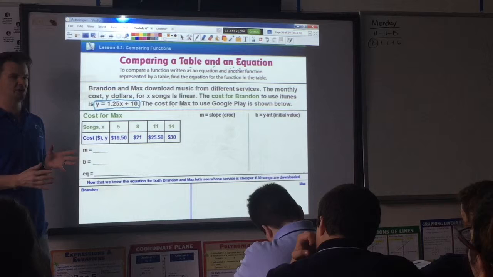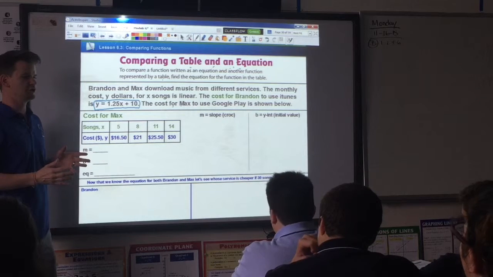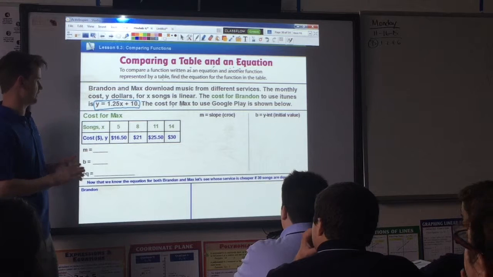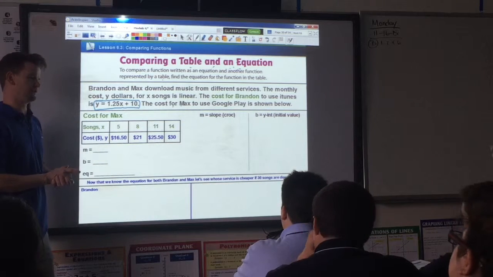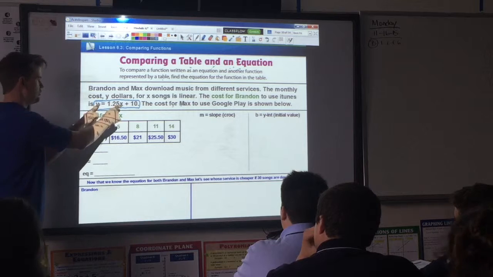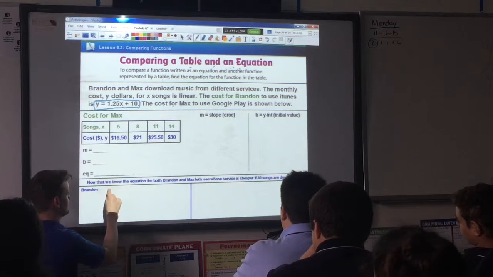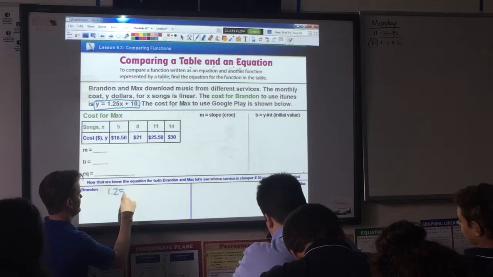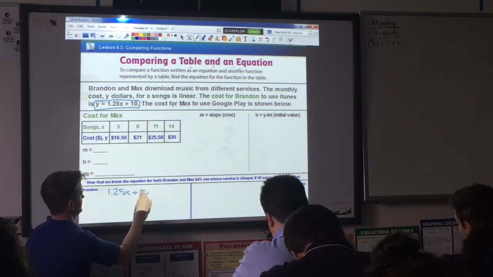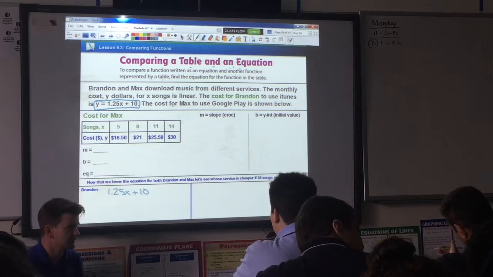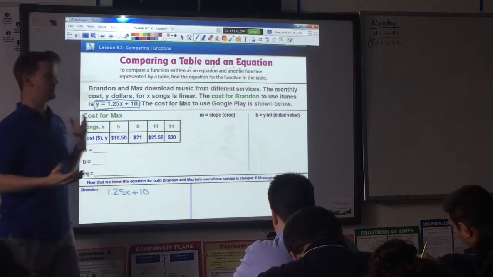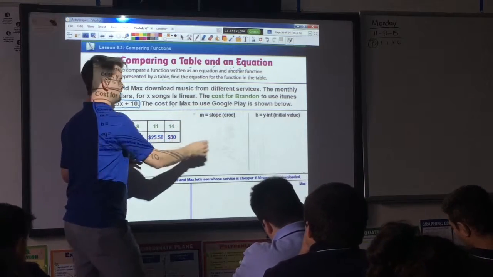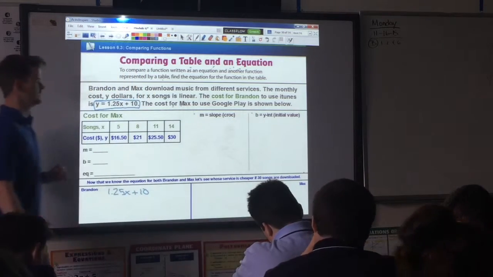So do I already know one of the equations here, yes or no? Yes. For who? Chris, who do I know the equation for? Max? I know the equation for Max? No. Max is the table. Who do I know the equation for? Brandon. So I know Brandon's equation. So what I'll do is I'll just write Brandon's equation down here, and I'll come back to it later on. I'm going to have to evaluate this. So 1.25x plus 10. I know Brandon's equation. To be able to compare Brandon and Max, I need to write an equation for Max. To do that, I have to find the slope and the y-intercept.